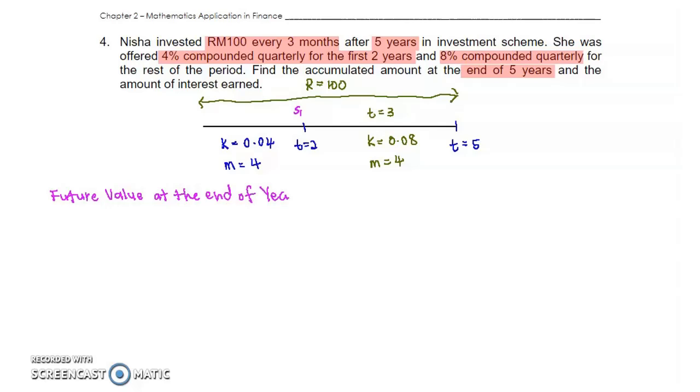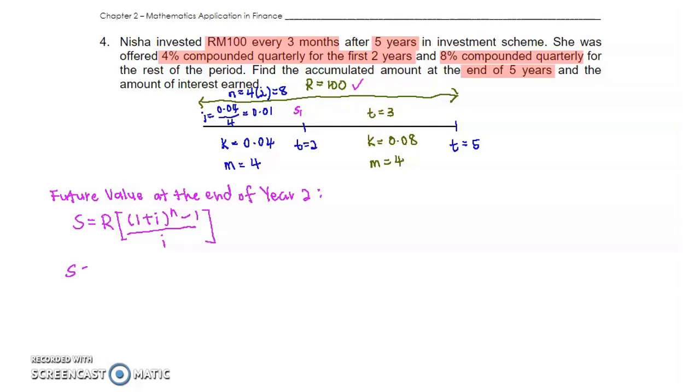Why do we calculate this? Because there are two different rates. With the annuity along the 5 years, we use the annuity formula: S equals R[(1 + i)^n - 1]/i. Calculate value i and n first. Here i equals 0.04 divided by 4, which is 0.01. How about n for the first 2 years? Every year we calculate 4 times, so for 2 years n equals 4 times 2, which is 8.